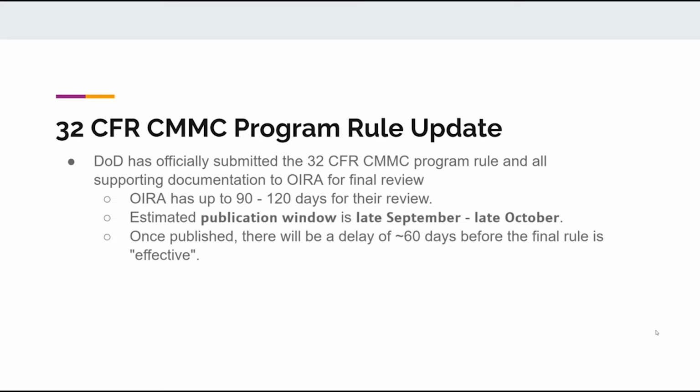So with this 32 CFR CMMC program rule update, there are two parts of the rulemaking process. There's 32 CFR, which is, hey, here's the program's live, and then there's 48 CFR, which is where DoD has the full ability to put these regulations into contracts. They have the legal authority to put stuff into contracts. So that's kind of the enforcement mechanism directly from DoD.